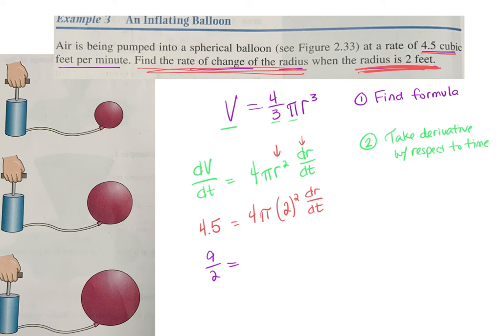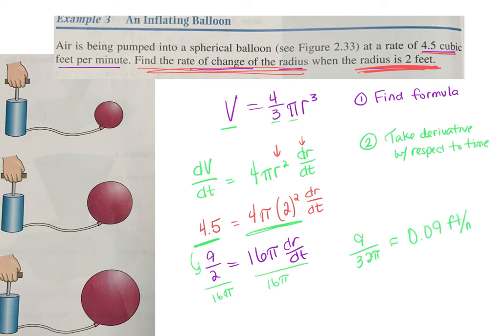Not 8. So this is 16 pi dr/dt. Divide both sides by 16 pi. I actually think, I don't know why they changed it, because they actually converted it. So you actually get 9/32 pi, but they actually converted this to decimals anyway. So you could have left it. In the book, they changed it. If they have the answer in decimal, like if they say round to the nearest 100th, leave it as a decimal, you're fine. But they said it's approximately 0.09 feet per minute.